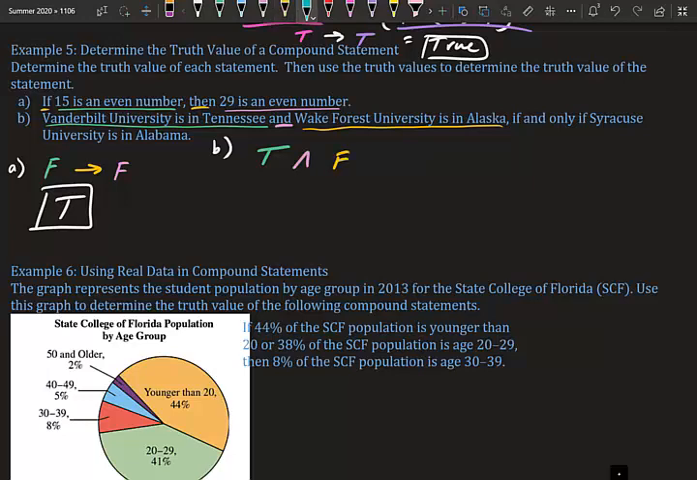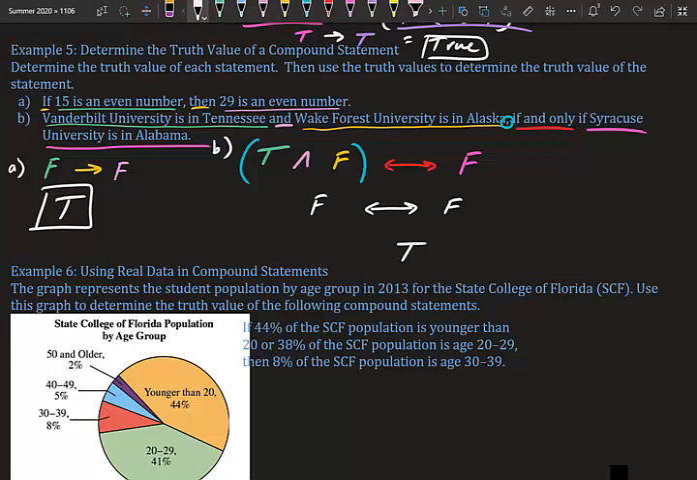And then we have a comma, right? What does the comma mean? Parentheses. We have a connective, if and only if. Syracuse is in Alabama. It is not. It's in New York. So that's false. Let's simplify now. So true and false, that is false. So false, if and only if false, is true. So this is a true, logically sound statement. Vanderbilt University is in Tennessee and Wake Forest is in Alaska, if and only if Syracuse University is in Alabama.